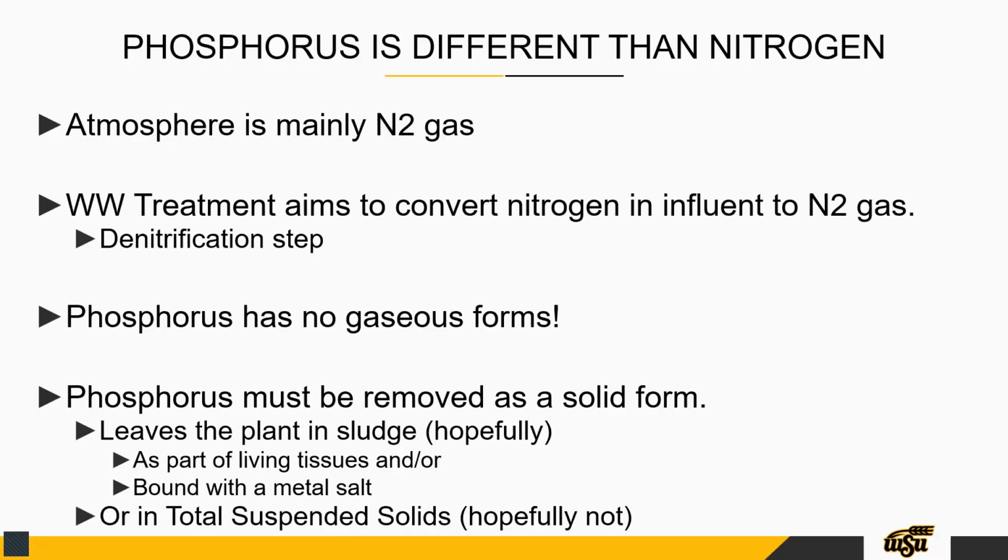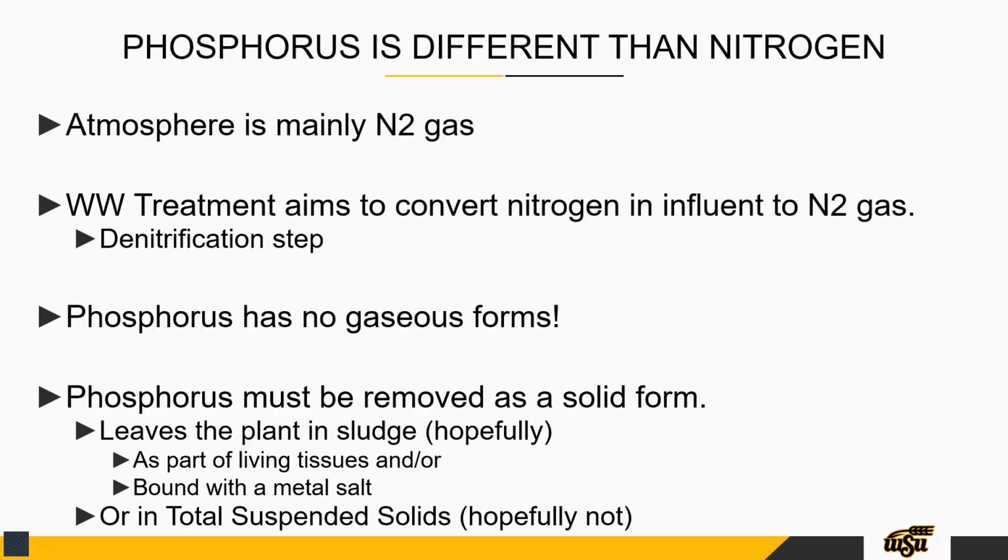So when you're looking at phosphorus removal, keep in mind that it's going to leave the plant in your sludge, and that's what you're shooting for here with biological or chemical phosphorus removal, that you're taking phosphorus out of solution and putting it into the solids, and then it's dealt with in your solid stream.